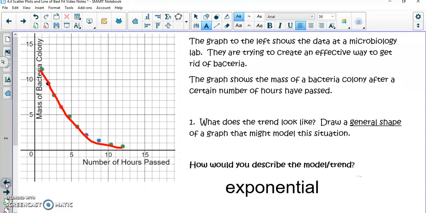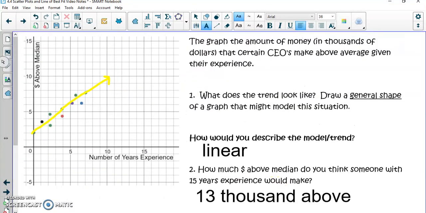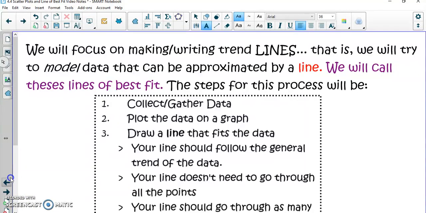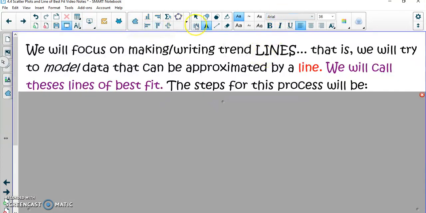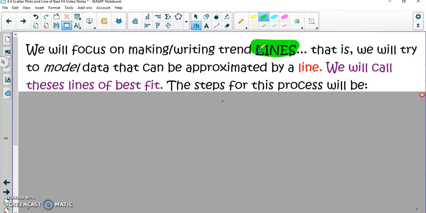So those are just a bunch of different types of models we can make. We're given a bunch of data points and we just connect them with a shape that seems to represent how they relate to each other. What we specifically want to focus on today is writing trends for just lines, so just linear relationships, just like the last one that we did. We'll eventually move forward in the year and use other models, but we're going to start with lines. So we're going to be given data, and we're going to try to model that data just with a line, and we're going to call that the line of best fit.